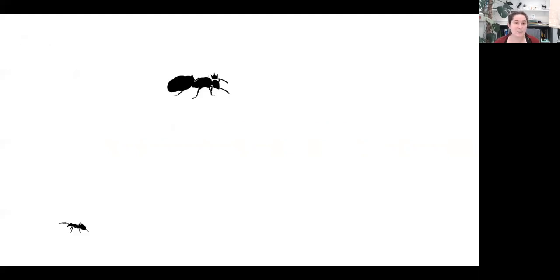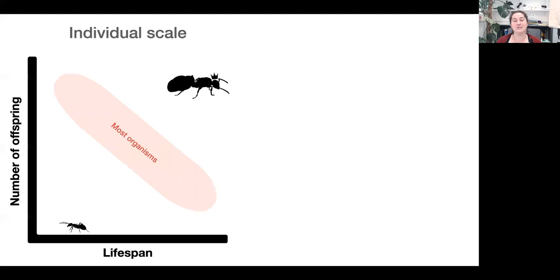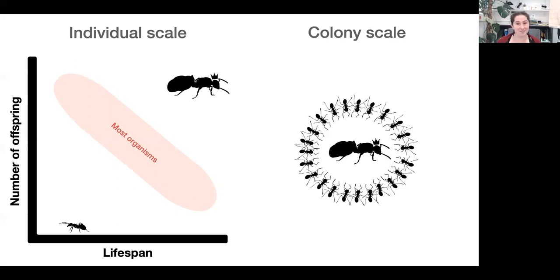Social insects provide an excellent window into the biology of aging. First, on an individual level, they seem to subvert this classic longevity-fecundity trade-off with long-lived, like 30 years, highly fecund queens and short-lived, like 1 year, sterile workers. Second, they provide a third scale over which we can view these trade-offs about resource distribution, the colony scale.